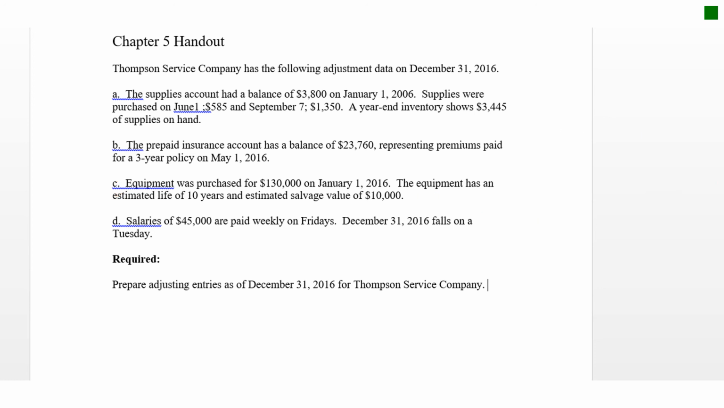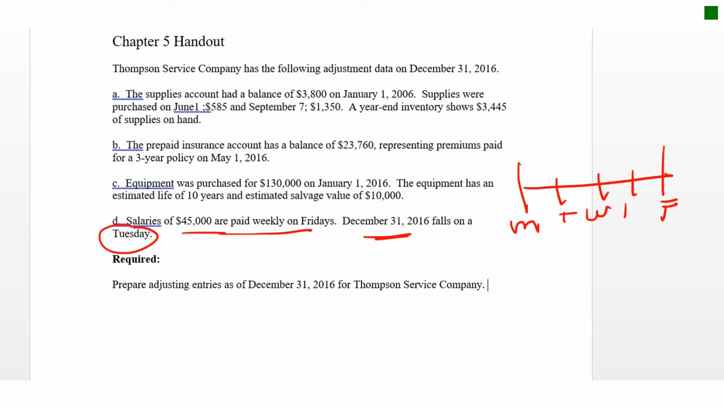And then of course on the last one you've got salaries. It says they're paid weekly on Fridays. It says, assume December 31st falls on a Tuesday. I always like to give you a picture, like a map. So you've got Monday, Tuesday, Wednesday, Thursday, Friday. So let's assume December 31st falls on a Tuesday. If that's December 31st, there's our cutoff period.